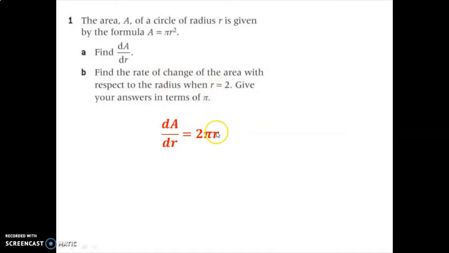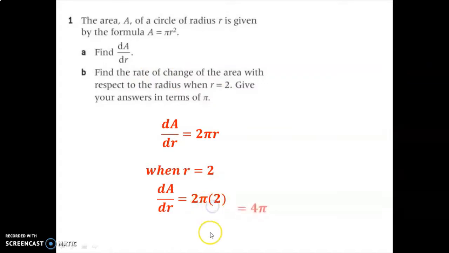So you can put 2 in there, and you will find out the slope when r equals 2, or the rate of change when r equals 2. So when r equals 2, we put it into our derivative, and we get 4 pi. And that's the rate at which the area of the circle is changing when r equals 2.